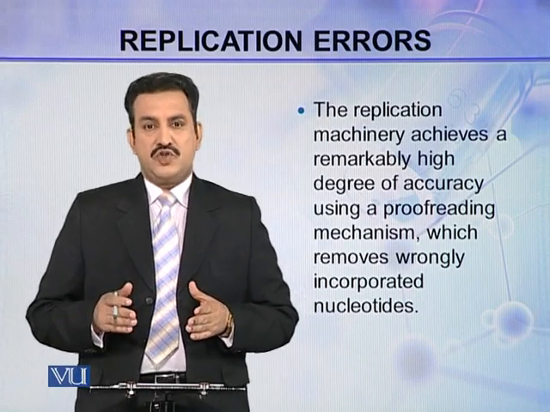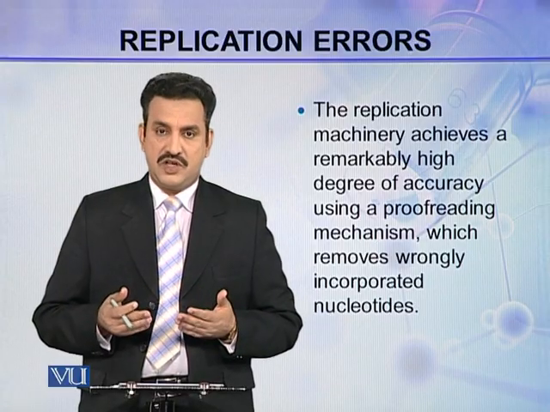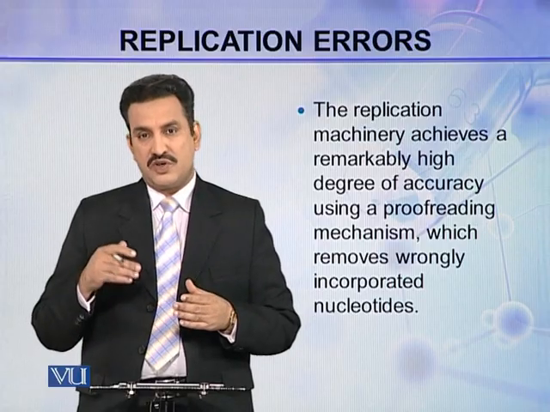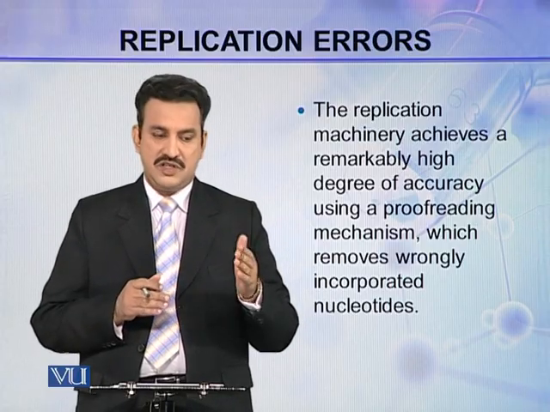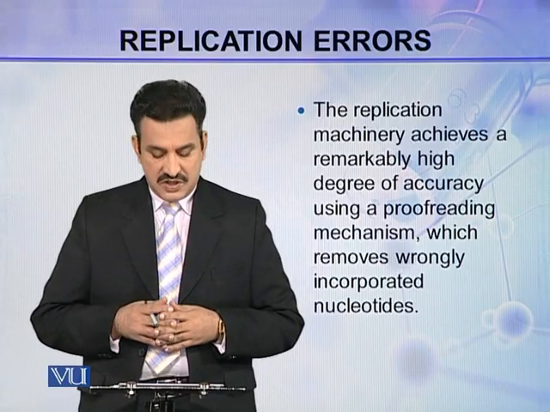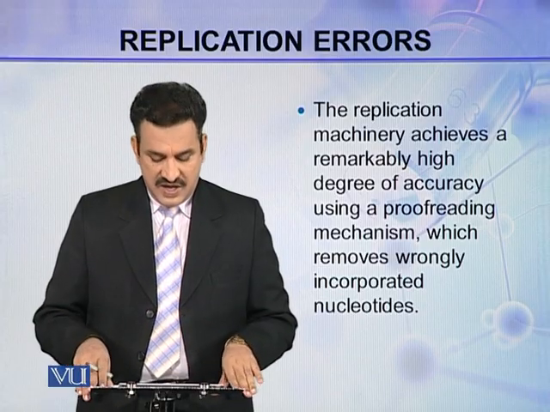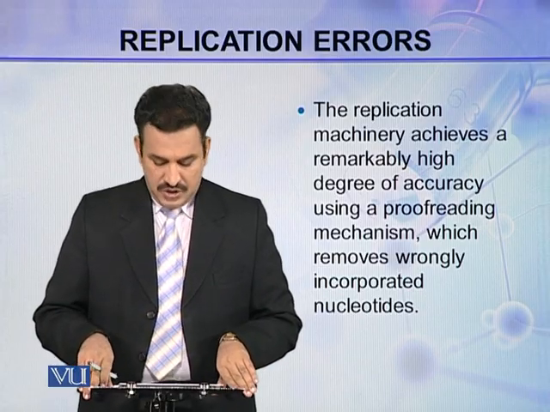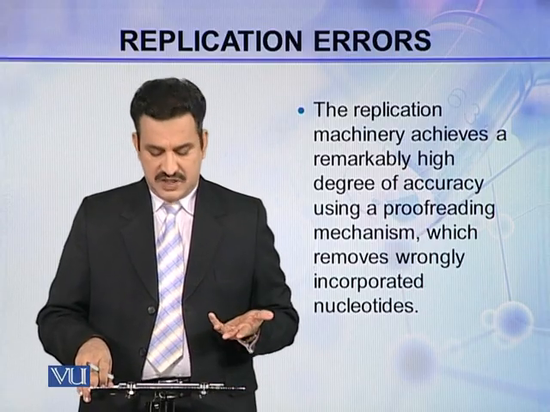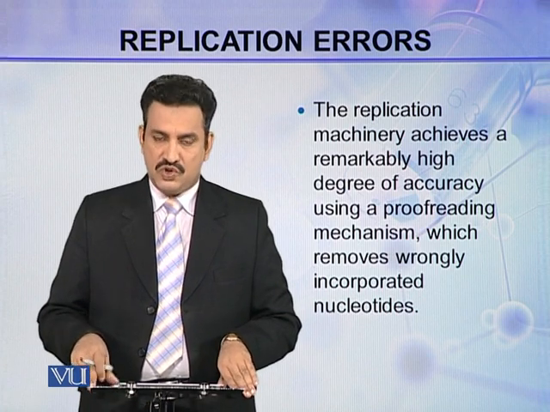Replication is a very intricate process, and there are many chances of a mistake. Sometimes some wrong nucleotides are incorporated in the new strand. But the replication machinery achieves a remarkably high degree of accuracy using a proofreading mechanism. It has its own proofreading mechanism which removes wrongly incorporated nucleotides.